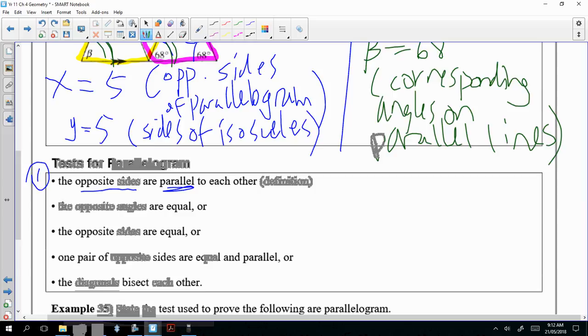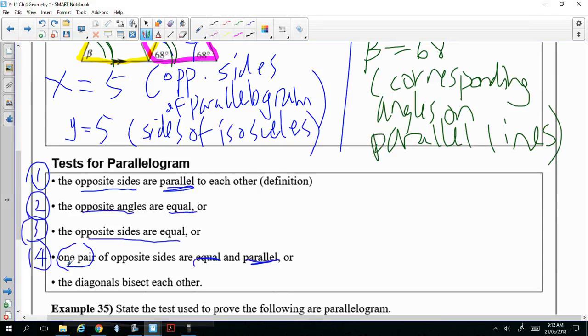And then there's a fourth test. This test combines the parallel and equal, but you only have to prove 1 pair rather than 2 pairs. Note the difference? So these are 2 pairs, 2 pairs, 2 pairs. But this is 1 pair, but you have to prove 2 things, both equal and parallel. Whereas for the others, you have to prove 2 pairs, but only parallel, or only opposite angles equal, or only 2 pairs of sides equal.